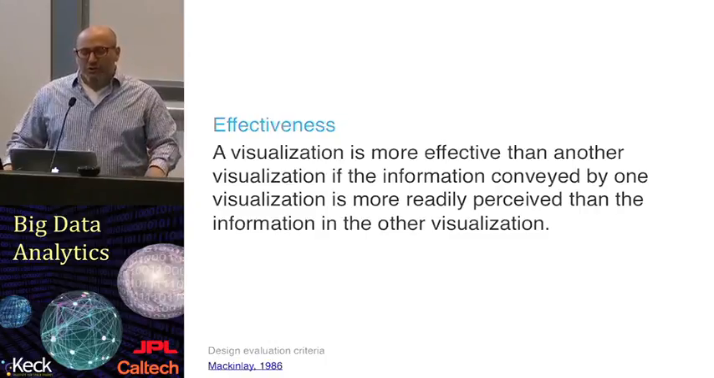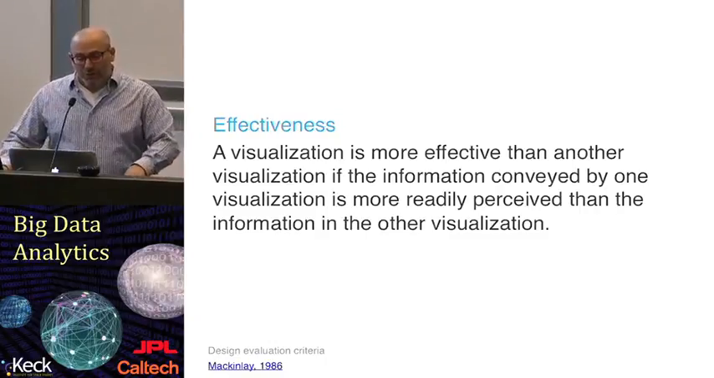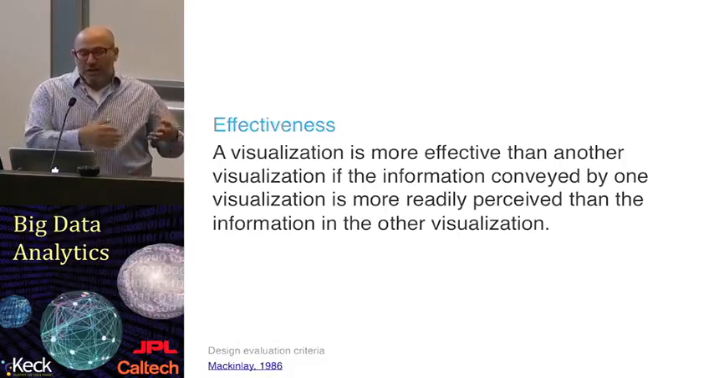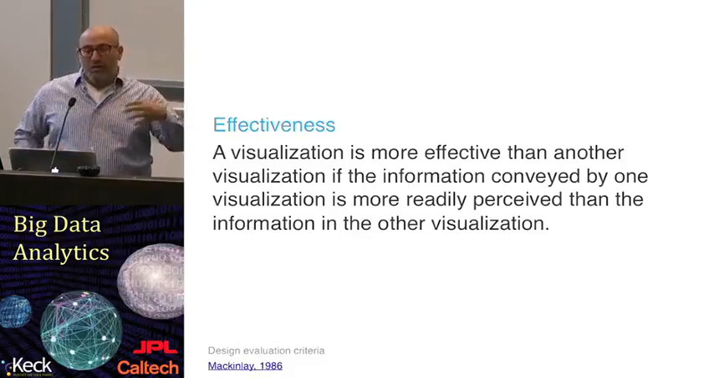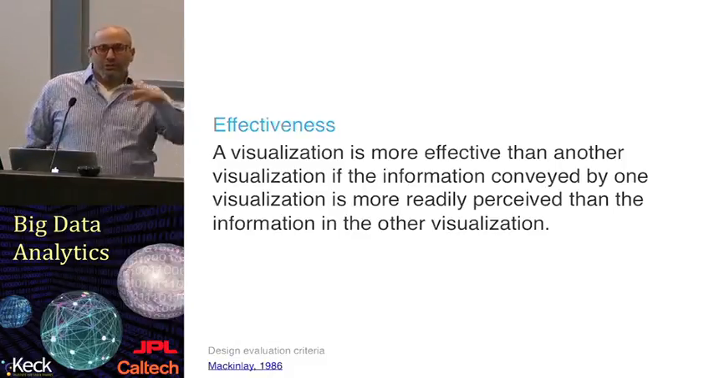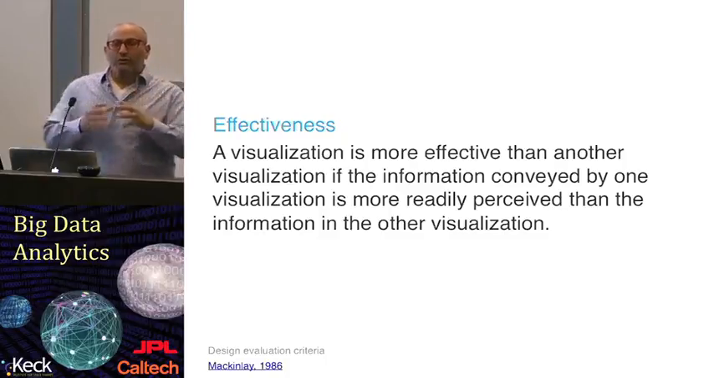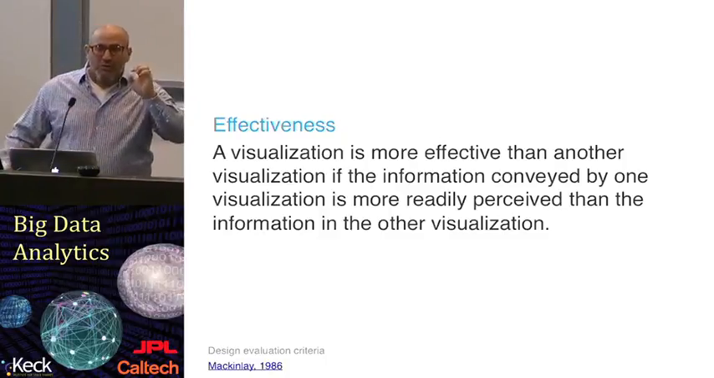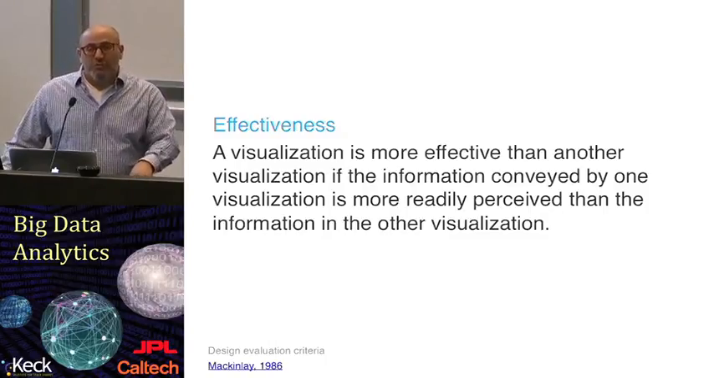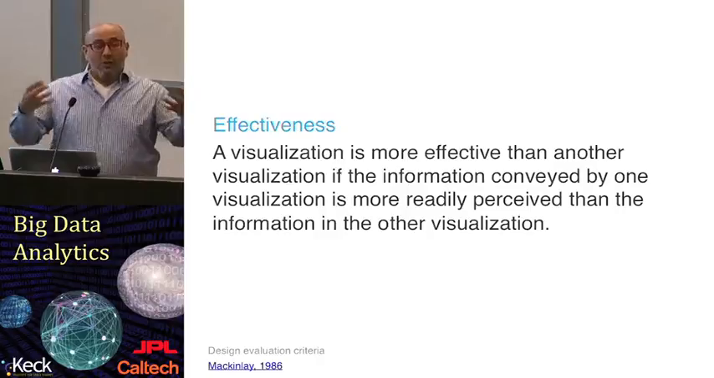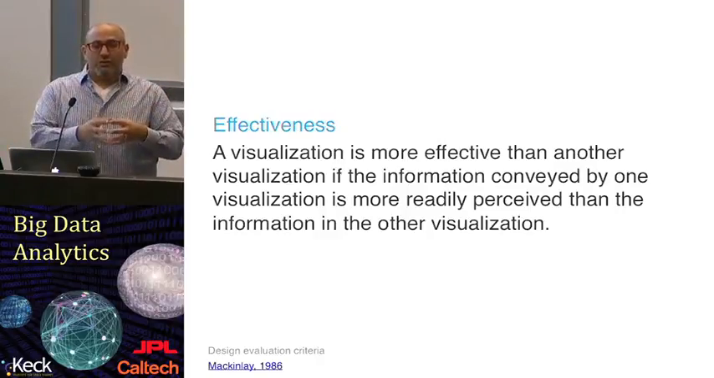You can see he says a visualization is more effective than another one if the information it conveys is more readily perceived than the information in the other visualization. In other words, if you want to learn how to make visualizations that can communicate powerfully, it's critical to understand how the human mind perceives shape, color, line, space, motion, and interaction. These elements together shape how we actually perceive what's on the display.